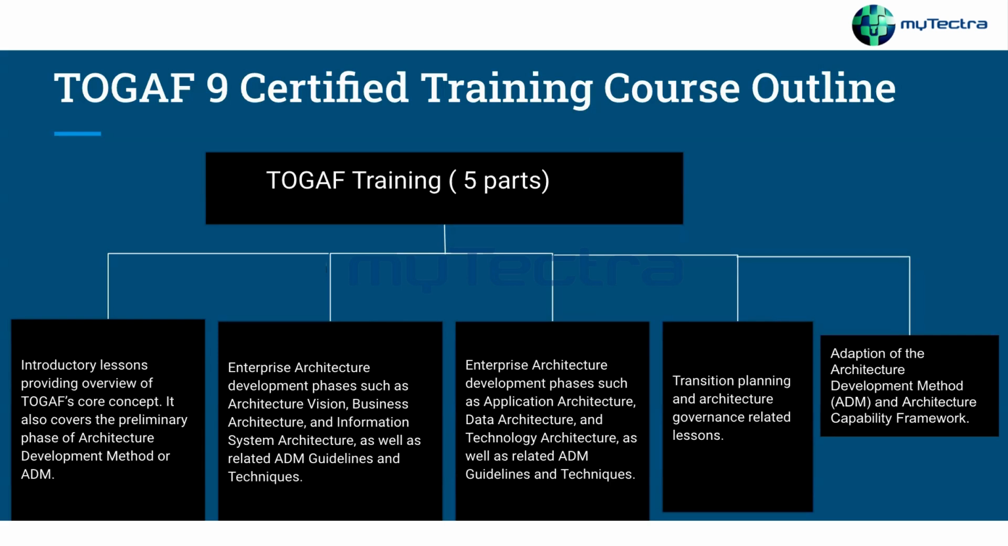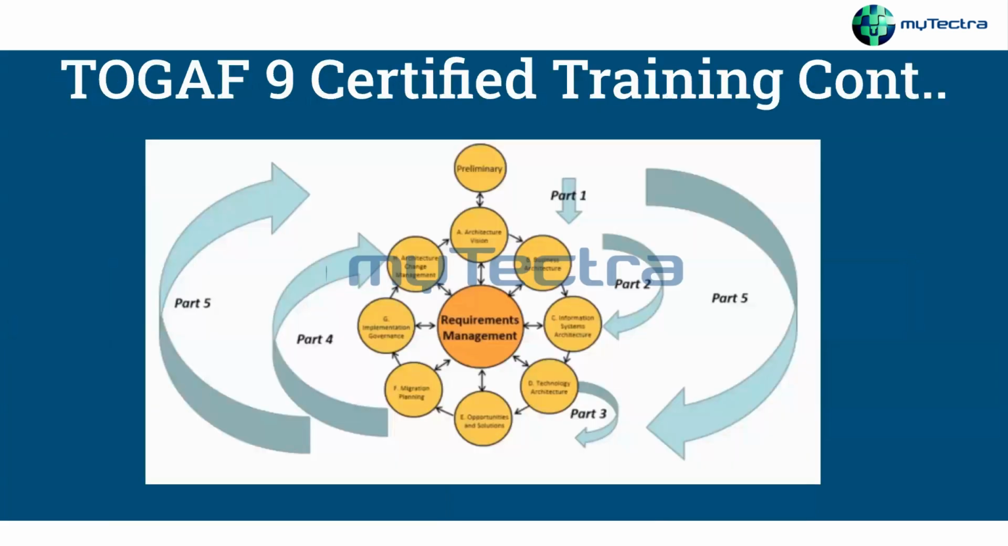And part 5 is going to be the adoption of this ADM and how this framework is actually going to work. This is what we call the ADM. We'll have a preliminary phase wherein the requirements will be there, the vision, business architecture, system architecture, technology. These are all combined, and we say this is the Architecture Development Method.